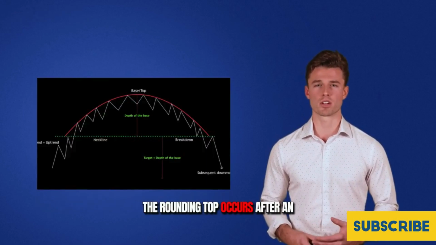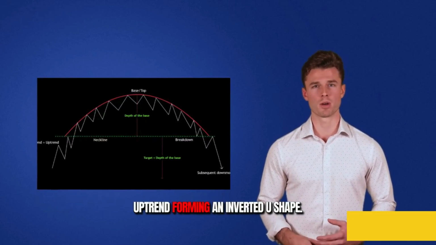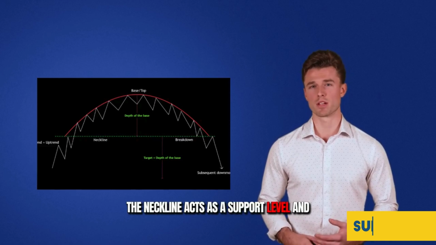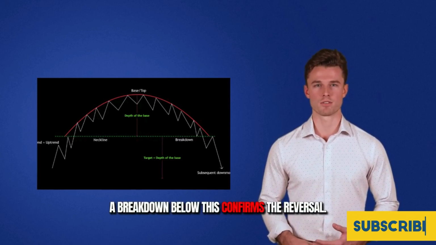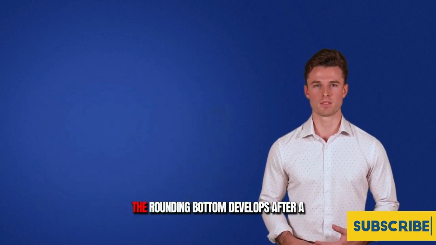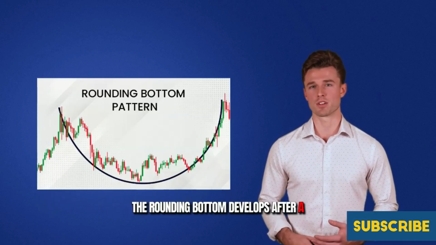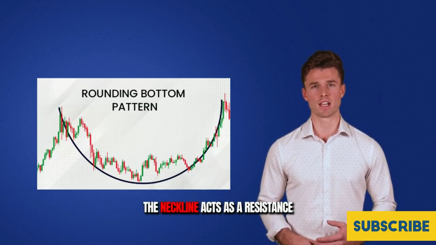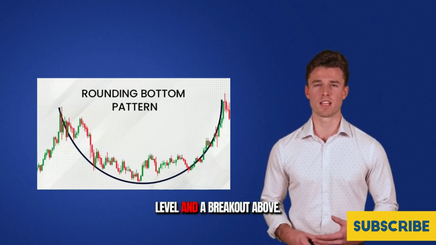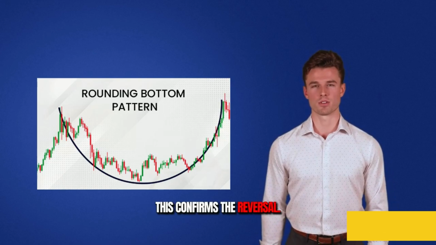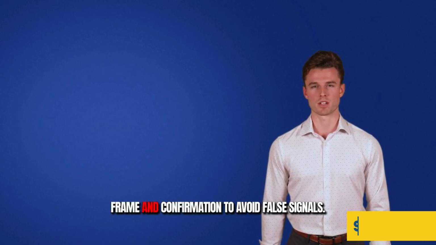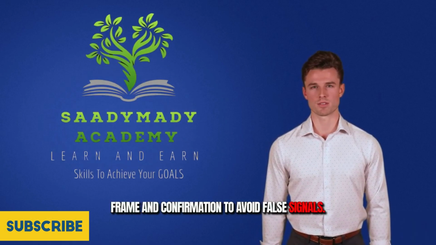The rounding top occurs after an uptrend, forming an inverted U shape. The neckline acts as a support level, and a breakdown below this confirms the reversal. The rounding bottom develops after a downtrend, creating a U shape. The neckline acts as a resistance level, and a breakout above this confirms the reversal. Additional notes include the importance of time frame and confirmation to avoid false signals.